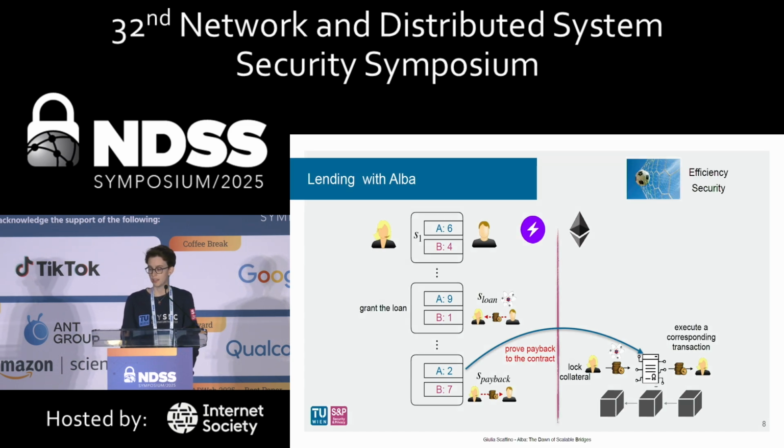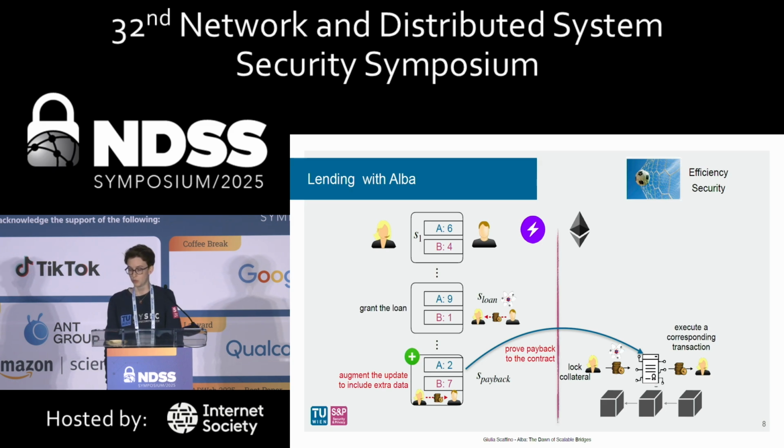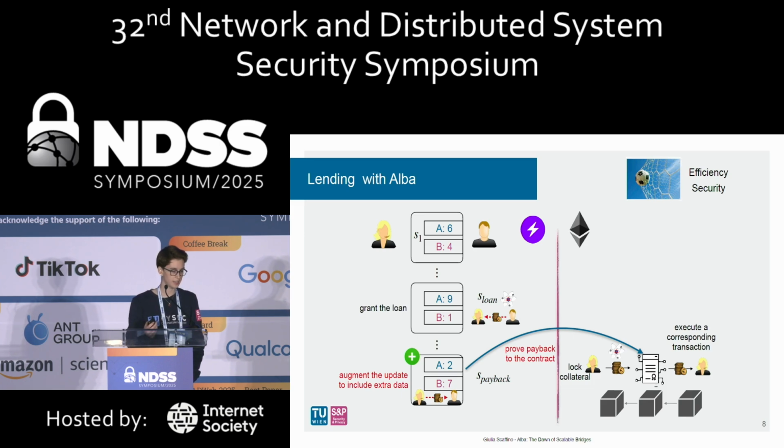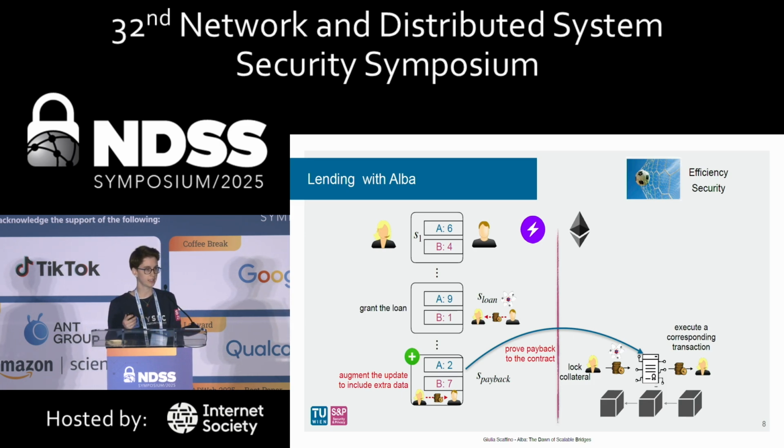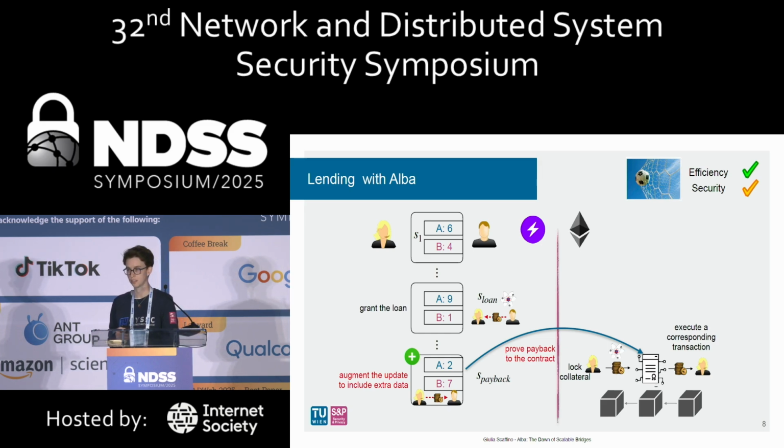We want to prove this with two goals in mind, efficiency and security. Towards efficiency and security, we augment the state of the channel so that it includes some additional data. For instance, in this case, it includes some data that specifies that Alice has returned the loan to Bob.